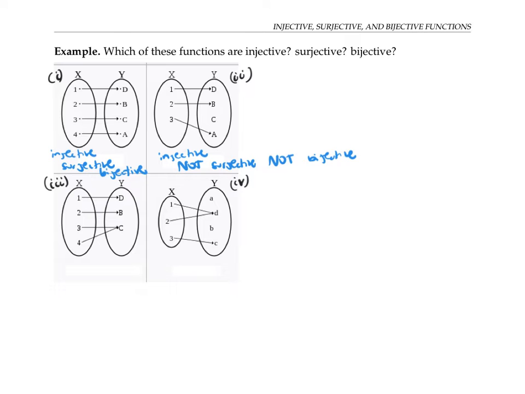It's injective because distinct elements go to distinct elements, but it's not surjective because C is in the codomain but not in the range. The third graph here is surjective, but not injective. Every element of the codomain gets hit, but there are two distinct elements that go to the same element, so it's not injective. Of course, being not injective, it's not bijective either. Finally, this last function is not injective or surjective or bijective.